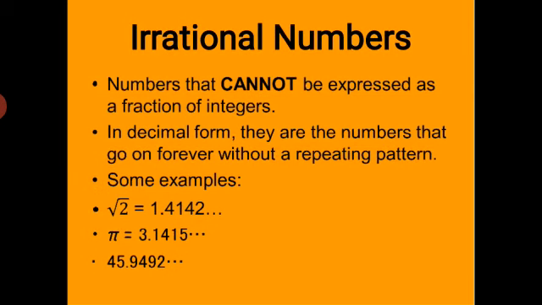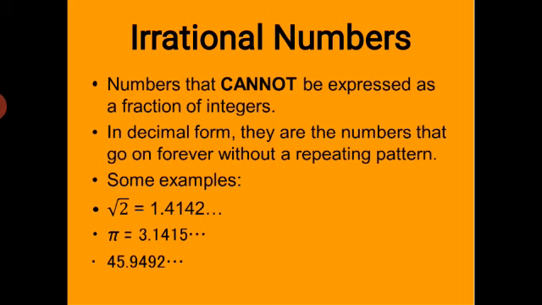Then what are the irrational numbers? Numbers that cannot be expressed as a fraction of integers. In decimal form, they are the numbers that go on forever without a repeating pattern. So when you take the decimals of an irrational number, you see that they go on forever without any definite pattern. Your calculator just tries as much as possible to cut it short for you, but behind the bar, it goes on forever.